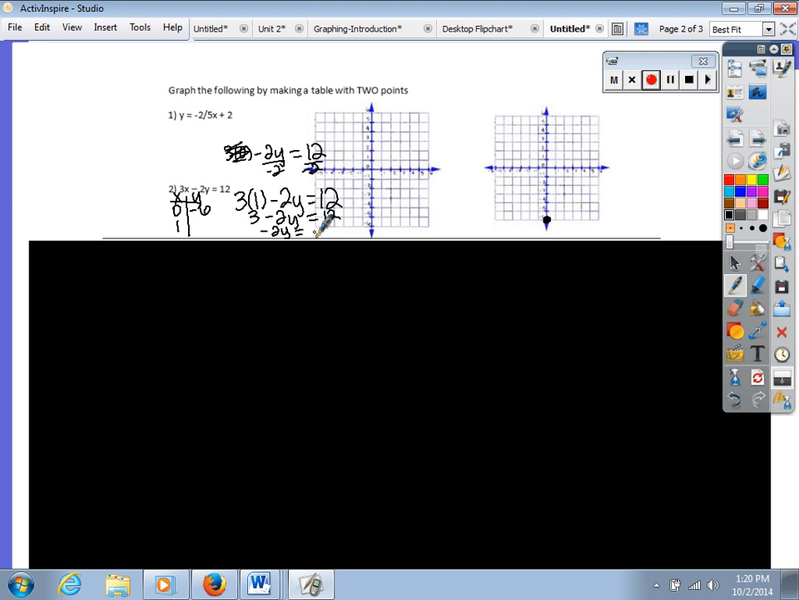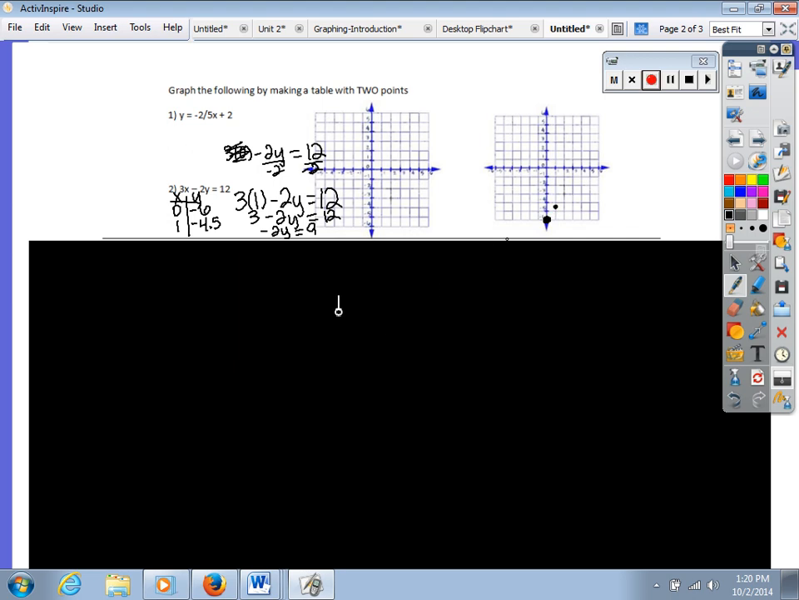Because I'm just trying to solve for y. And when I do that, I'm going to get 9. And then I would divide by -2. And once again, I have a fraction. But I'm going to go ahead and put it as a decimal, which is -4.5. So 1, go down 4.5, -4.5.